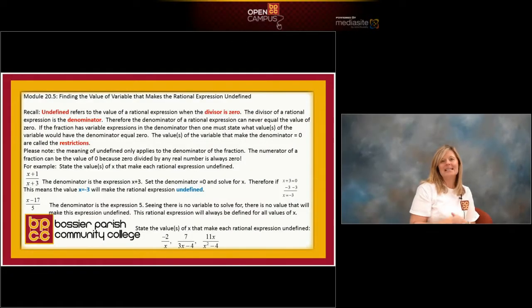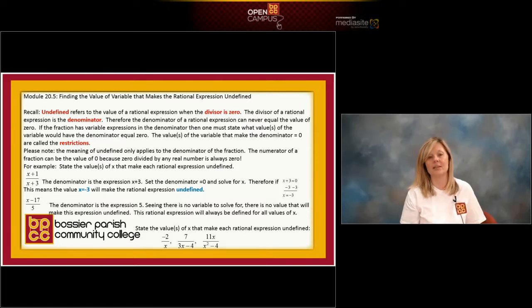Hey everybody, now that we understand the word undefined in mathematics, let's talk about it related to a rational expression. So again, we just learned undefined means your denominator of your fraction is 0. And we learned you cannot divide by 0 because it doesn't make sense.